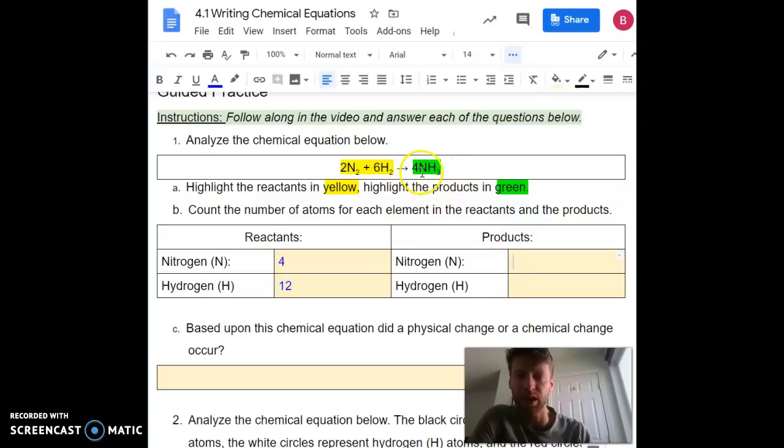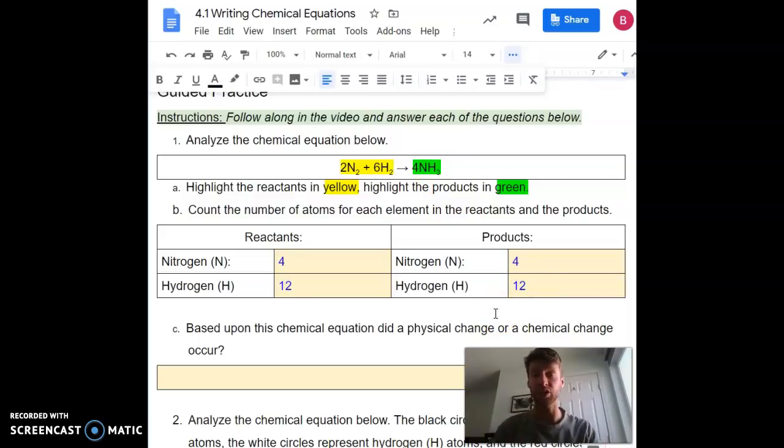So 4NH3. Now don't get confused here. Remember, we do the coefficient multiplied by everything in the compound. So 4 times 1, remember there's no number there, but that means there's 1 nitrogen. So 4 times 1 is 4 total nitrogen atoms. And hydrogen is 4 times 3, which gives us 12.